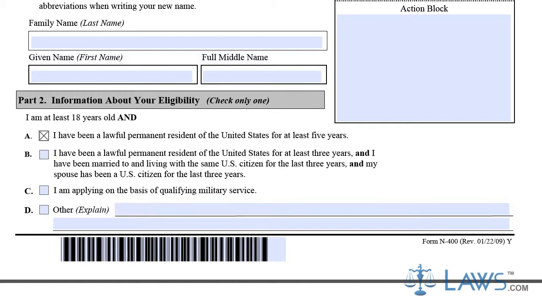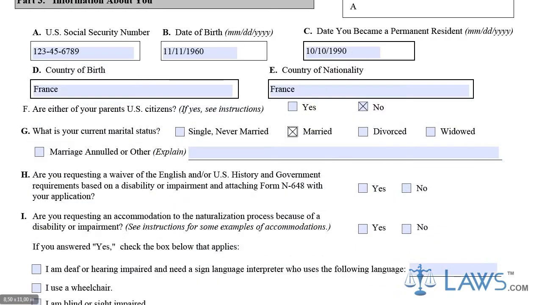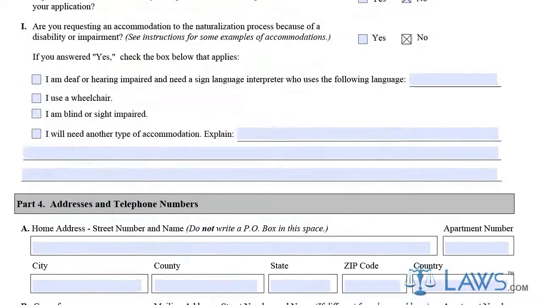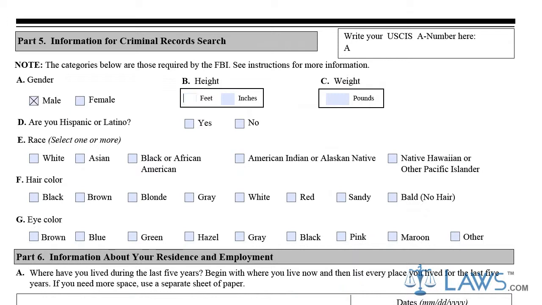In Part 3, you need to fill out personal information, including your social security number, birth date, date of residency, citizenship status of relatives, marriage status, and any disabilities that will preclude you from taking the English and U.S. history test. In Part 4, supply your contact information and mailing address. For Part 5, you will need to include personal characteristics of yourself for a criminal background check. Indicate your gender, height, weight, race, hair, and eye color.